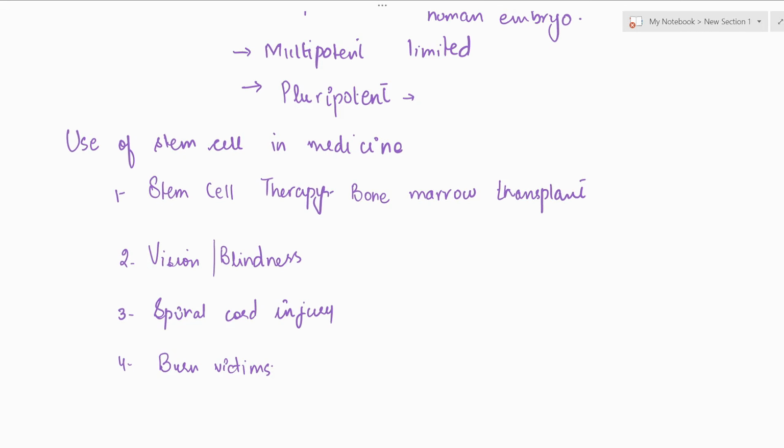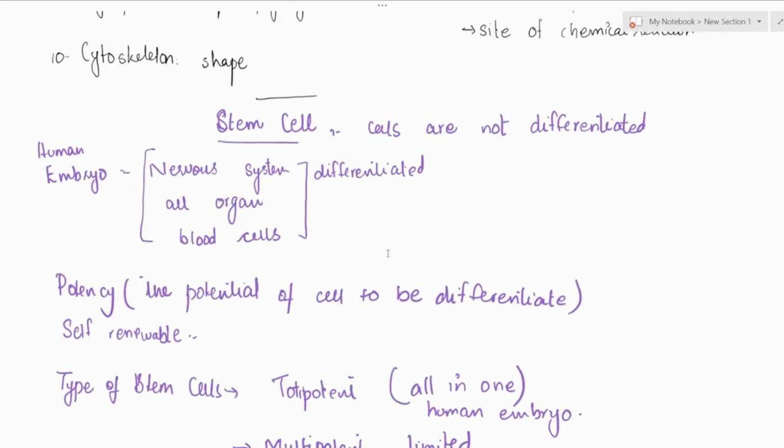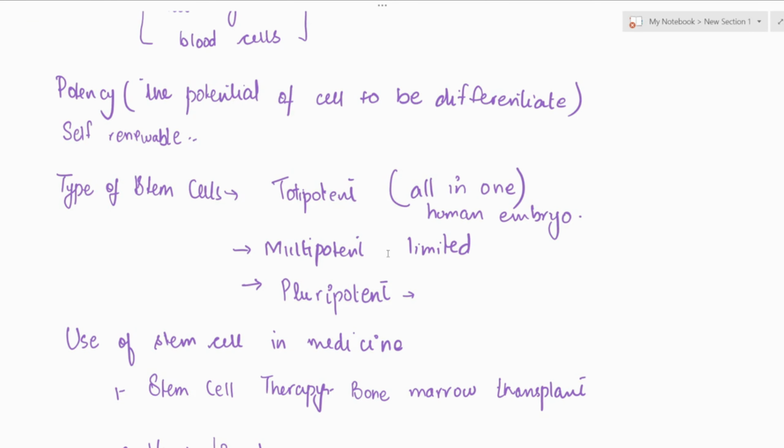Then we talked about potency. Potency is the ability of a stem cell. They can develop into white blood cells. Potency is the potential of a cell to be differentiated. So we can say a stem cell has the potency to differentiate into red blood cells, white blood cells, heart cells, eye cells, and nerve cells. That is potency.